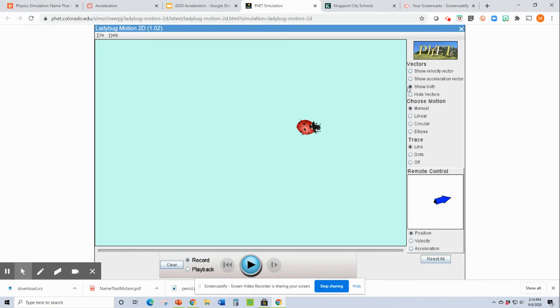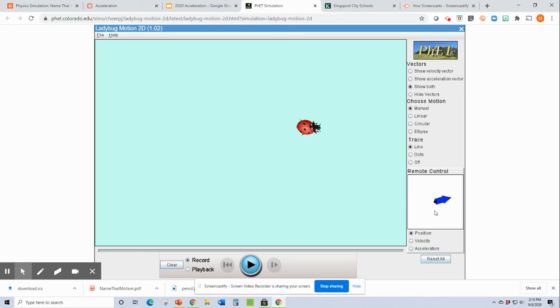And I'm going to put over here that I want it to show both the velocity vector and the acceleration vector. Now, I like to leave the motion manual. That means I'm going to drag this ladybug. If you want to, and we encourage you to, go ahead and try putting it on linear and circular. Down here is like a little remote control. So if you don't want to drag the ladybug over here, you can just use this like a little control pad, okay?